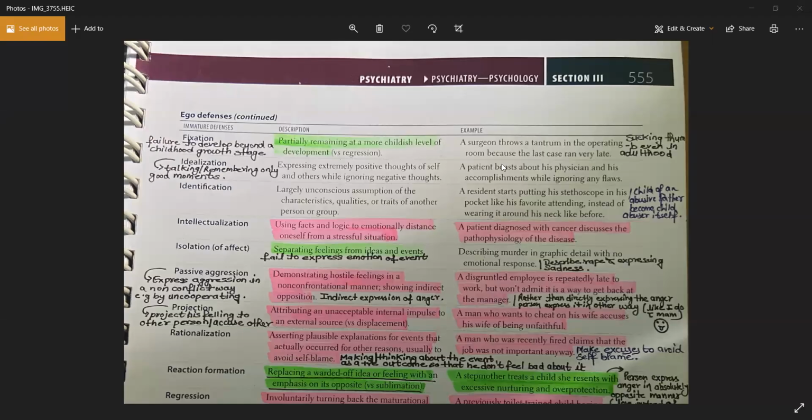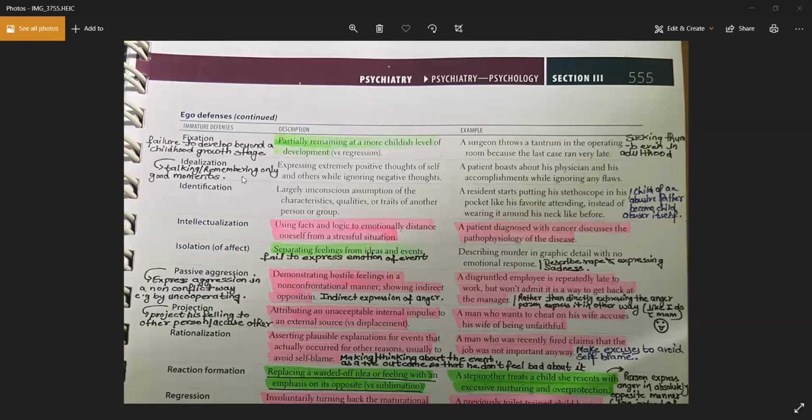When a patient boasts about his physician and his accomplishments while ignoring any flaws, so you're not focusing on any of the side effects or other negative sides of that person or that incident, you're focusing only on the positive aspects of that particular incident, you call it the idealization.